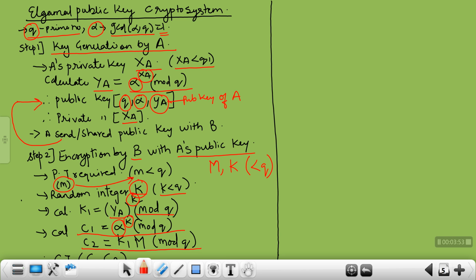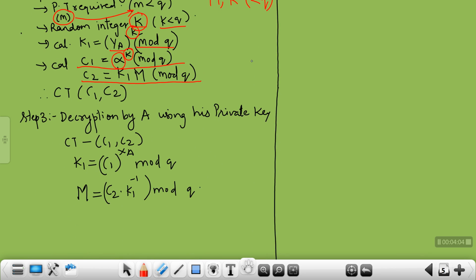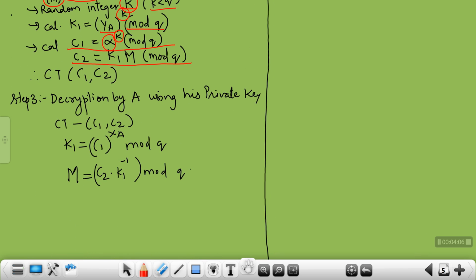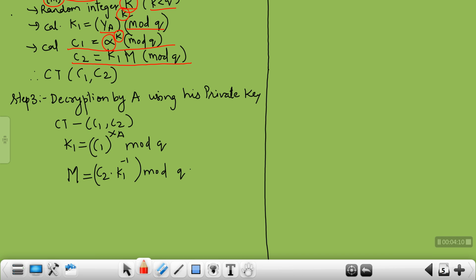Bob, the user B, will be choosing the value of K, mod Q. Similarly, we will also find out our ciphertext C2 to make it more robust. So C2 will be nothing but your K1. K1 is the key that we have just generated previously, using the public key of A, times the plain text M mod Q.